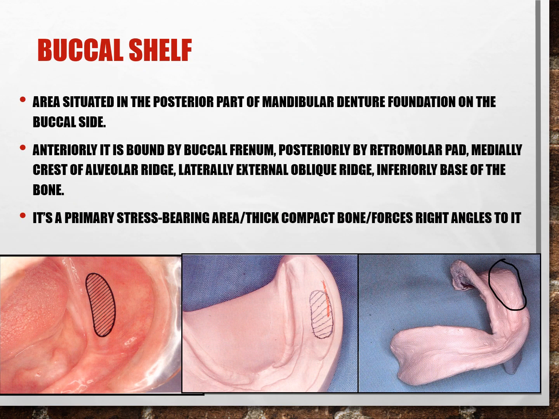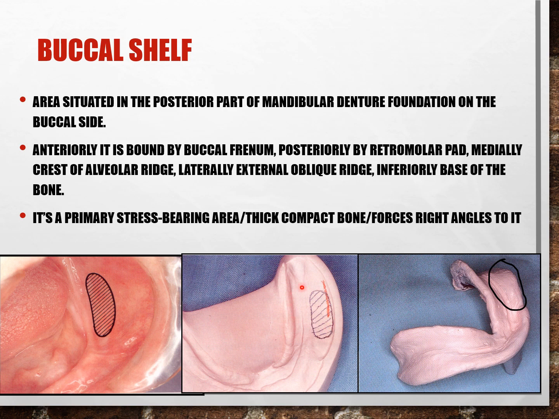Coming to the buccal shelf. This is the only primary supporting area in the mandible. It is the area situated in the posterior part of the mandibular denture foundation on the buccal side. We can see here, this is your mandibular ridge, and on the distal side on the buccal surface lies the buccal shelf area. Anteriorly it is bound by the buccal frenum, posteriorly by the retromolar pad, medially by the crest of the alveolar ridge, laterally by the external oblique ridge, and inferiorly by the base of the bone.